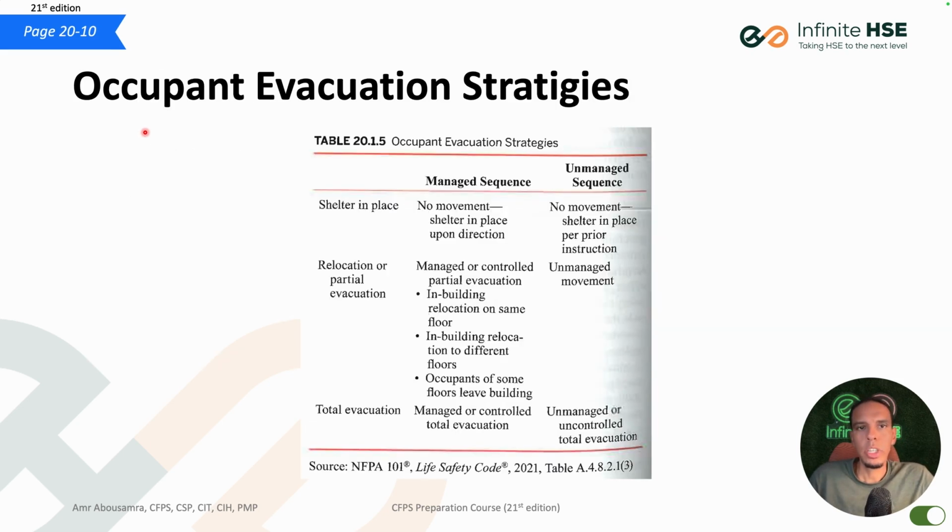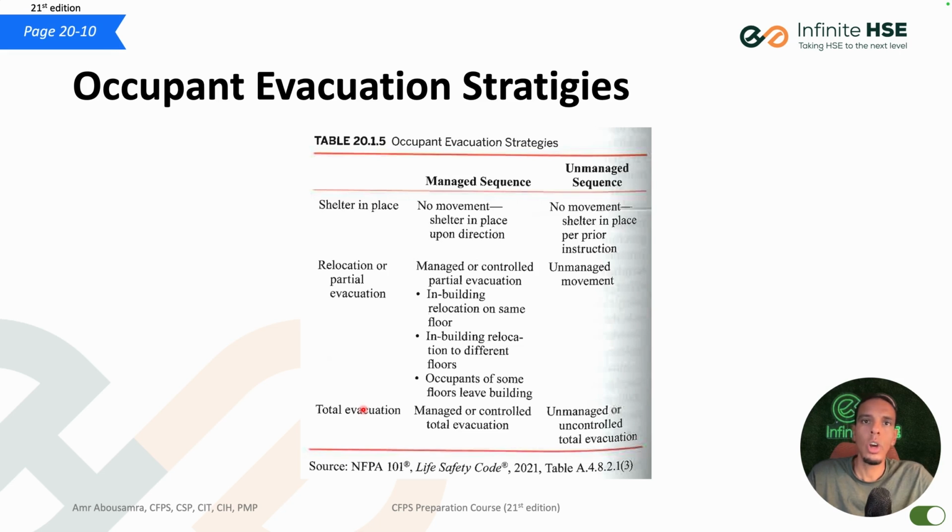And the last information we will discuss here is the occupant evacuation strategies. There are 3 listed strategies in the Fire Protection Handbook, Chapter 1 in section 20: shelter in place, relocation or partial evacuation, and total evacuation. And we already covered this earlier in section 4, the total evacuation that all of us are familiar with. We conduct the drill with total evacuation.